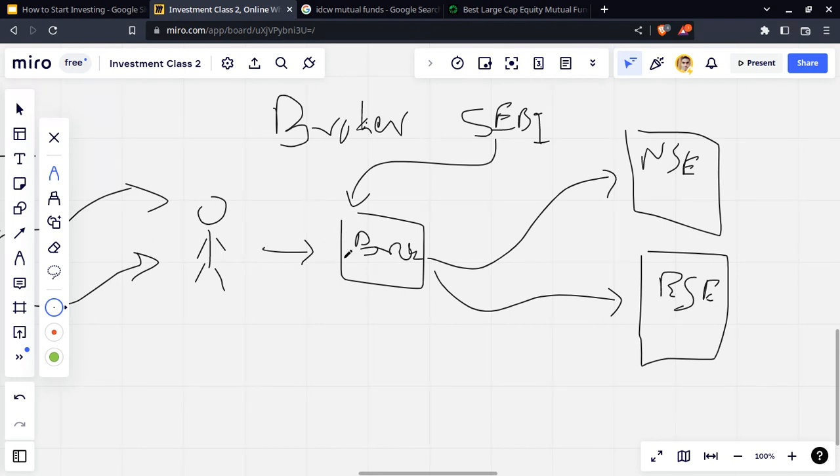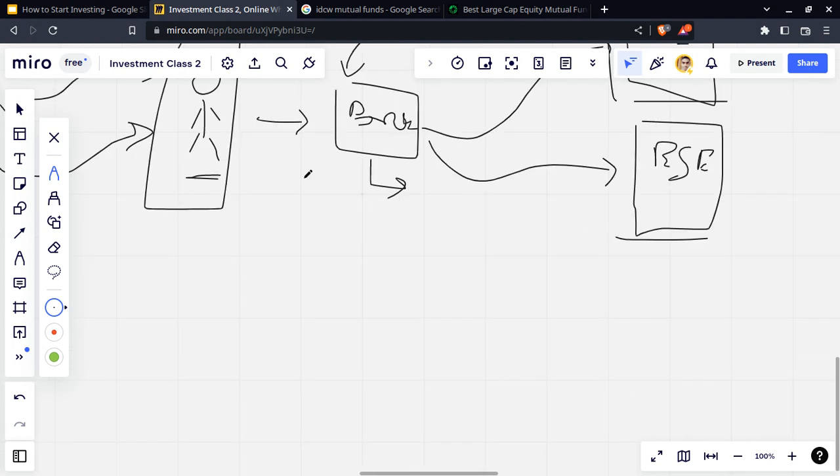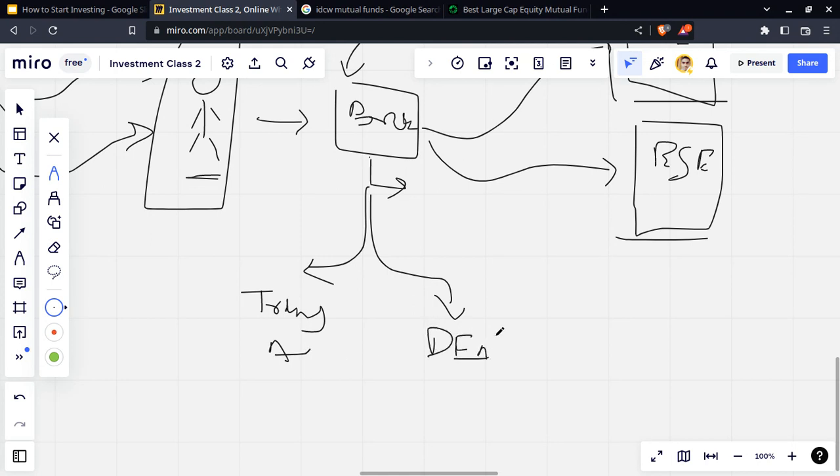So what is a broker? A broker is an intermediary between a person like me and the stock markets, between the public and the stock exchanges. This intermediary which links a security exchange and a person is known as a broker. Now, if you go to a broker, it will open two accounts for you. One will be a trading account, another will be a Demat account. Let's see both of them.